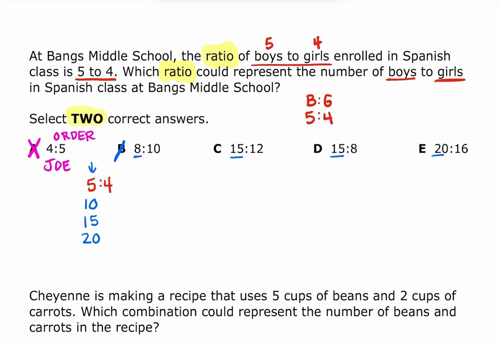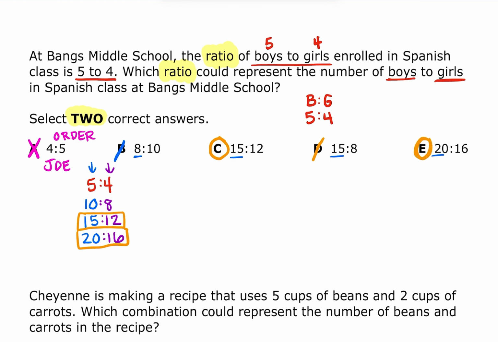So now on the other side, we're gonna count by 4. Make sure we put our ratios. All right, so 4, 8, 12, 16. So my 15 goes with 12, so that one works. Obviously, D is not correct. And then I also have 20 to 16.